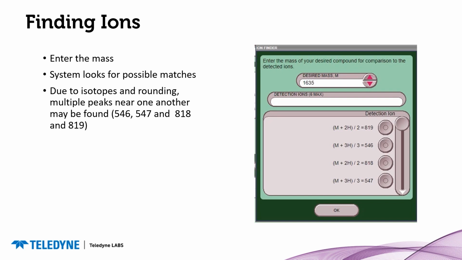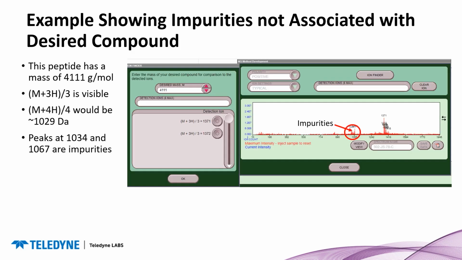The masses seen from a multiply charged compound are unique to a molecule. The peaks at a lower m/z are impurities in this particular example. We know this because they did not fit the pattern for multiply charged peptides for the desired compound, and so they weren't flagged by the ion finder. They are probably another peptide impurity.